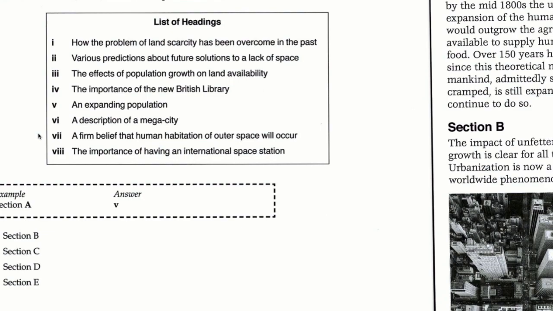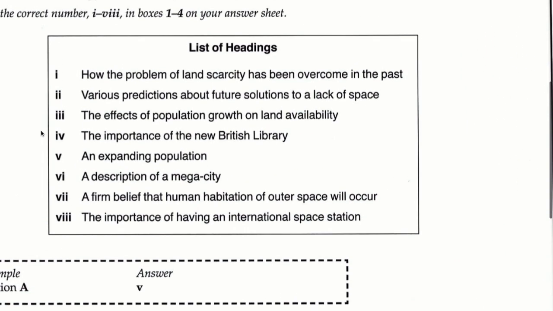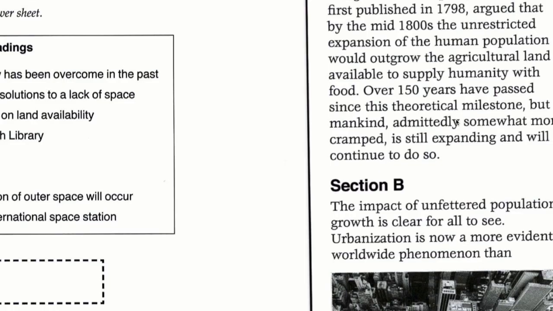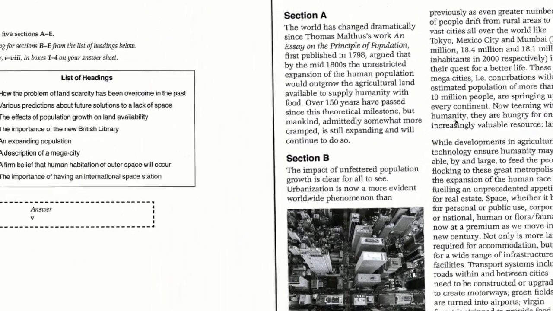Let's check these options. How the problem of land scarcity has been overcome in the past? No. Here there is no past description with these predictions. No. The effects of population growth on land availability. So obviously, undoubtedly, the answer is third, the effects of population growth on land availability. So you can see that in any section, you should try to find out the central idea of the paragraph.